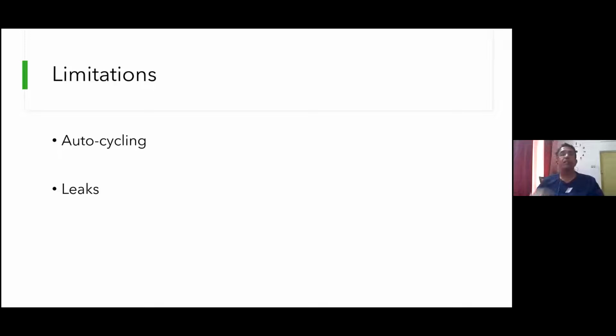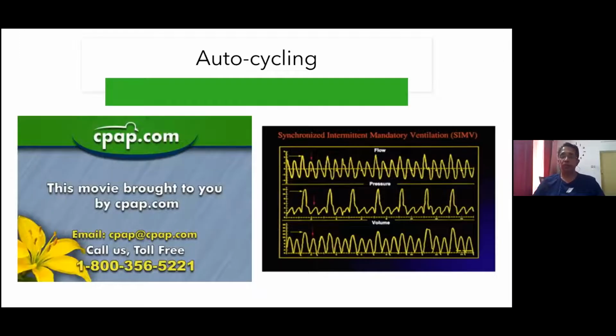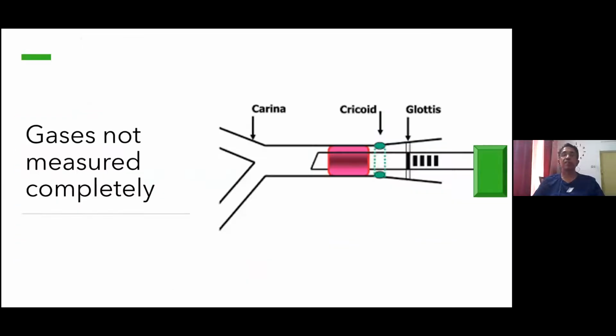So two major limitations are there. One is auto cycling, which I showed you earlier, where secretions or water can cause false signals to be given to the ventilator to start or stop breathing. And another one is leaks, which auto cycling we just showed you, and this is leaks.